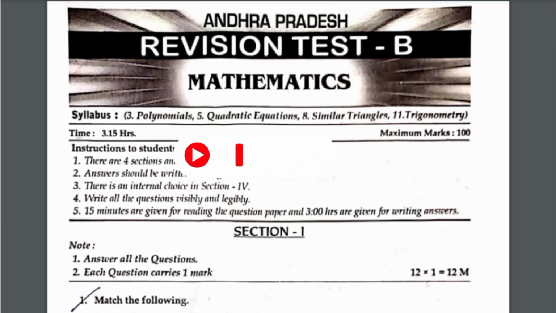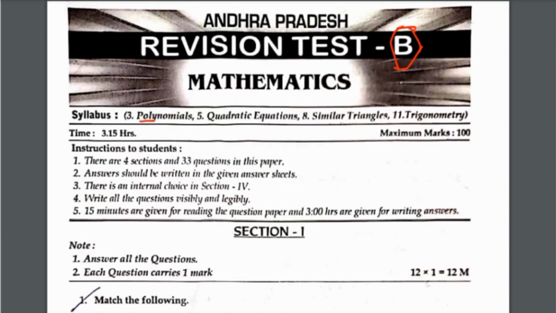In this class I am going to explain you Revision Test B Mathematics paper. The syllabus is Polynomials, Quadratic equations, Similar triangles and Trigonometry. You can see the total time given here is 3 hours 15 minutes.